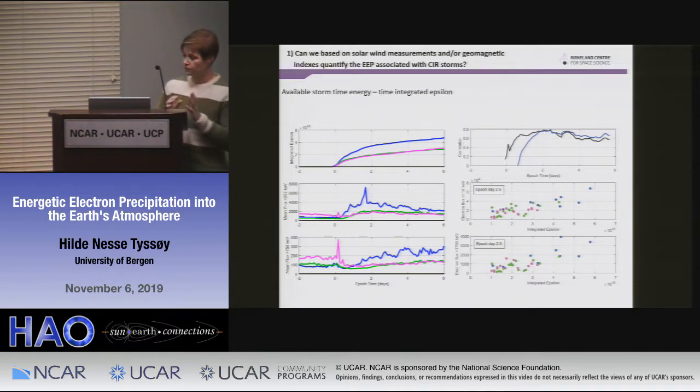And then we don't use the group as a group. We have the 41 individual storms in this correlation. And it seemed that at about 2 days, we get a fairly good correlation. And another thing is that the different storms, the 41 storms, seem to behave in the same manner with respect to the available storm time energy.